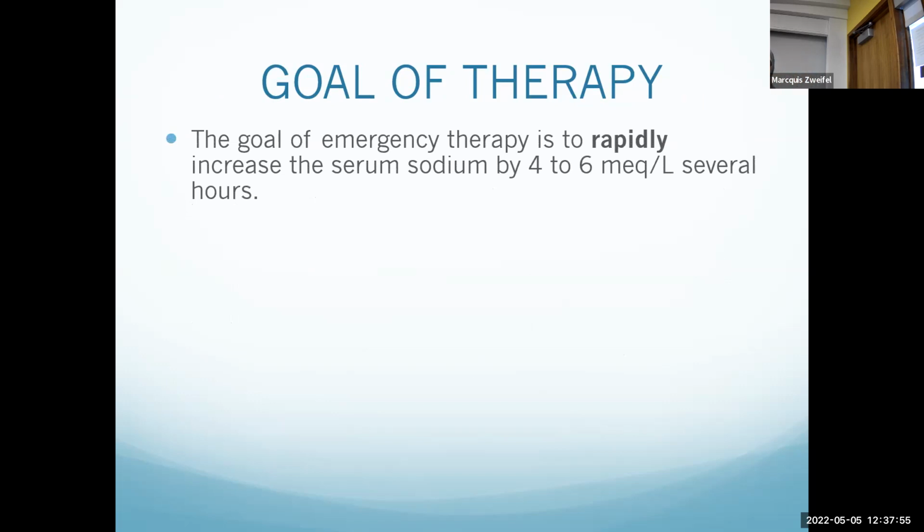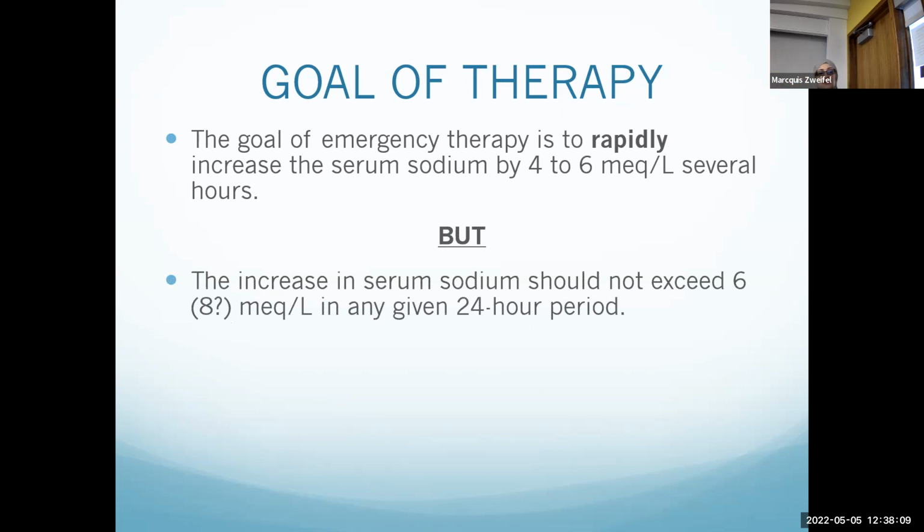The goals of therapy. The first goal is to rapidly increase the serum sodium by 4 to 6 milliequivalents per liter in several hours. I'm talking about severe, symptomatic, really bad hyponatremia. That's my first goal. But the increase in serum sodium should not exceed 6 to 8 milliequivalents per liter in any given 24-hour period. Good luck. It's such a hard balance sometimes. I want to correct quickly, but at the same time, I don't want to overshoot. And the problem with hyponatremia is we're always playing catch-up, because by the time I send the labs and get the results back, it's at least a good half an hour.